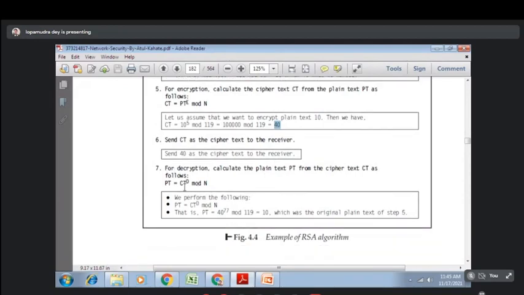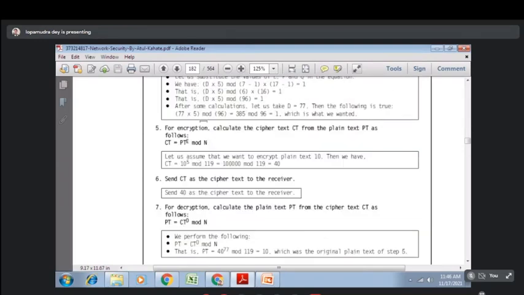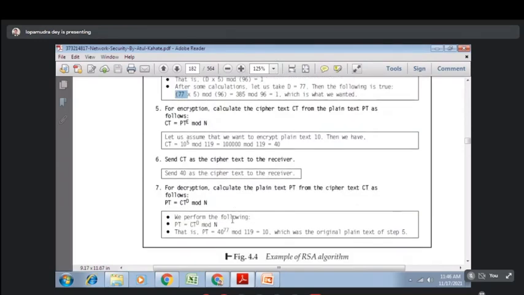Now what will the receiver do? Now the receiver will perform the decryption operation. How will the decryption operation be performed? With the help of the same formula: ciphertext to the power decryption key mod n. Now ciphertext is your 40. Decryption key we have considered 77. So 40 to the power 77 mod 119 gives you 10 back. So now you can get your original plain text back.